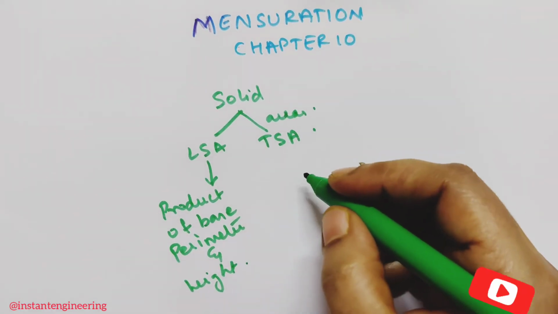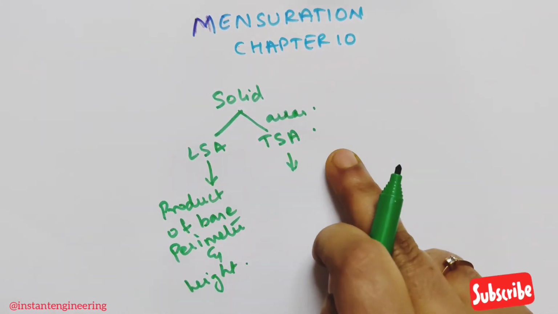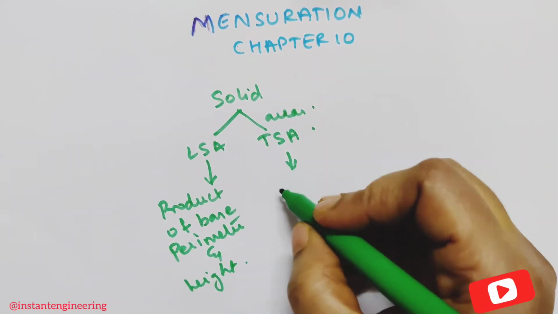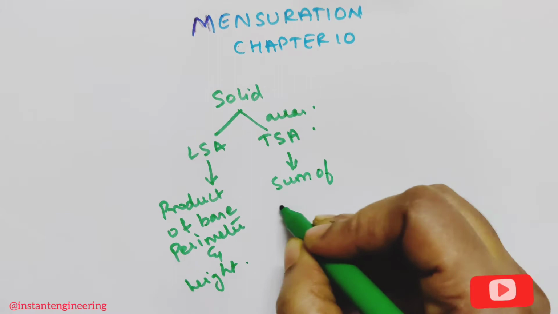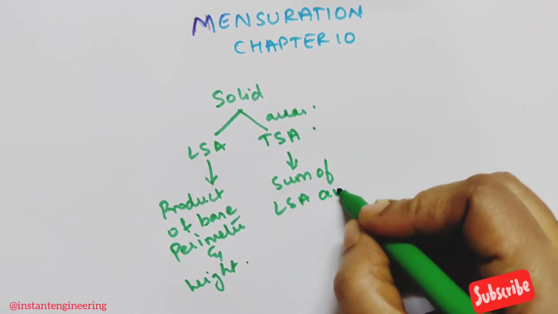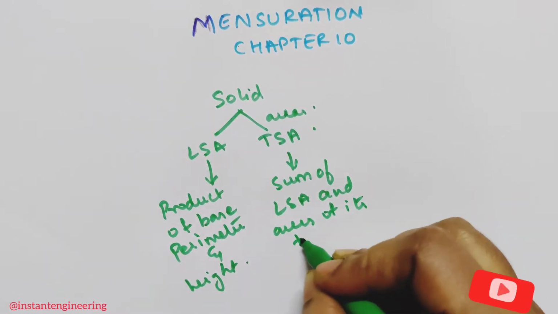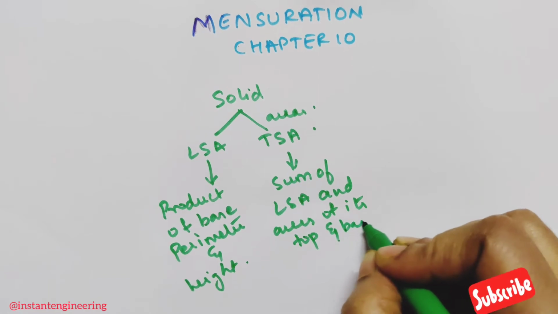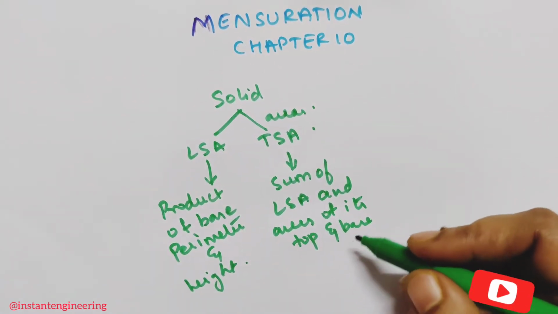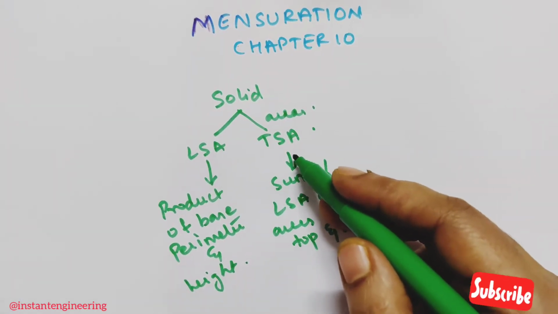What is TSA? It is the sum of the LSA and the area of its top. So TSA is the sum of LSA and areas of its top and base. That means if the base is in the form of a circle, you will take its area. That's how you will find the TSA, total surface area.